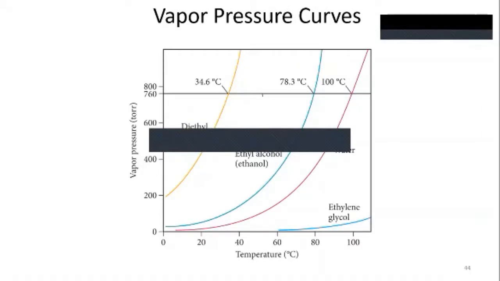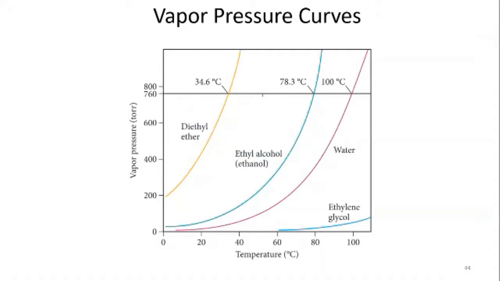This is one of several types of graphs that we're going to be covering in this unit. This is what's called a vapor pressure curve. Following the procedures that I described on the previous slide, you can graph the vapor pressure of a liquid at different temperatures. And here are the vapor pressure curves for four different liquids. So immediately, one of the things that would stand out is, of course, they are not the same.